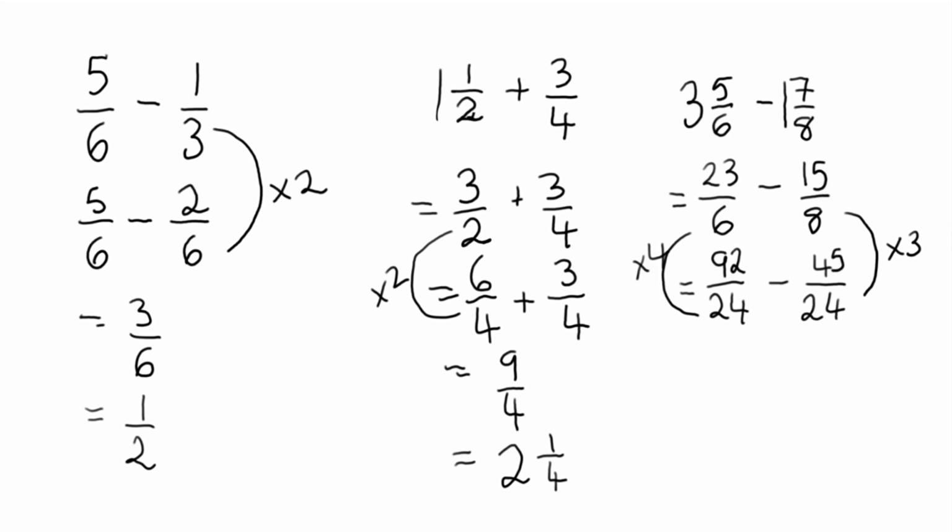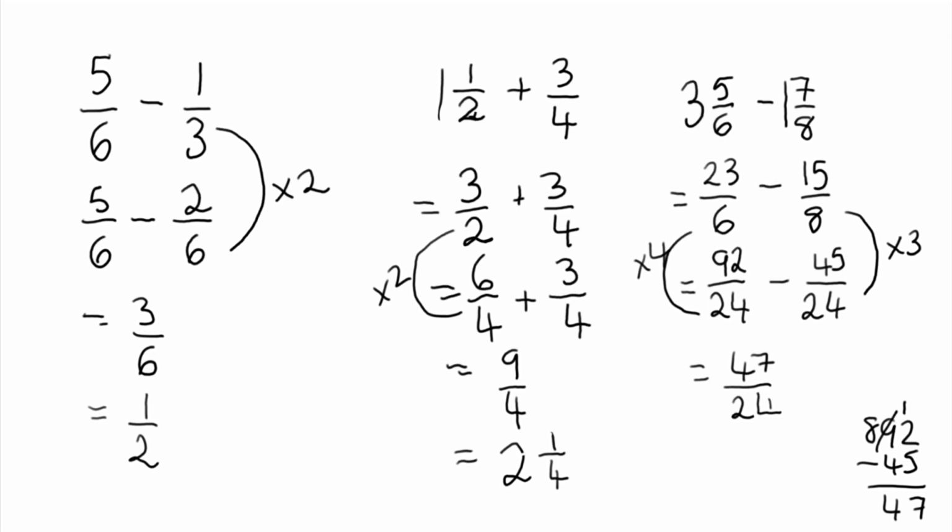Now do subtraction. 92 take away 45. I'm actually going to do a little sum to make sure I get it right. Let's do it here. So 2 take away 5 I can't do. Make that an 8, make that 12. 12 take away 5 is 7. 8 take away 4 is 4. 47. So it's 47 over 24. Now you can leave it as that because nothing divides into 24 and 47, or you can change it into a mixed fraction. 24 goes into 47 once with 23 left over, so the answer is 1 and 23 over 24.